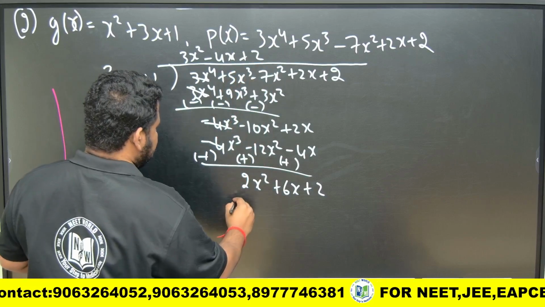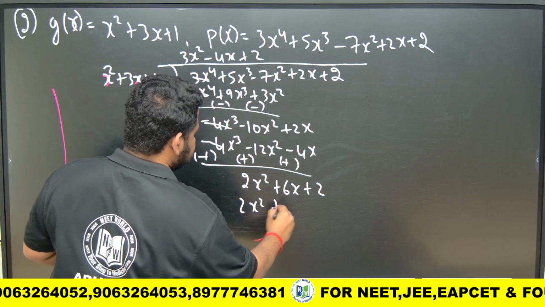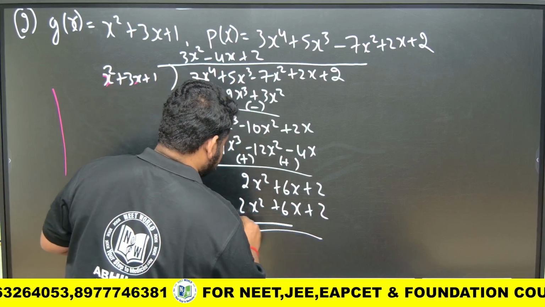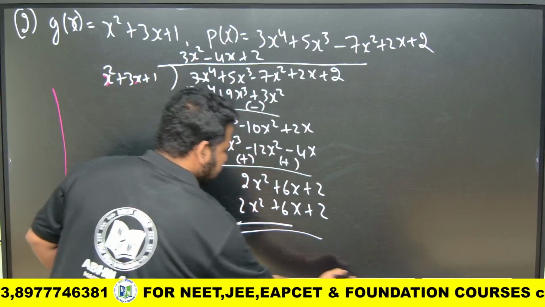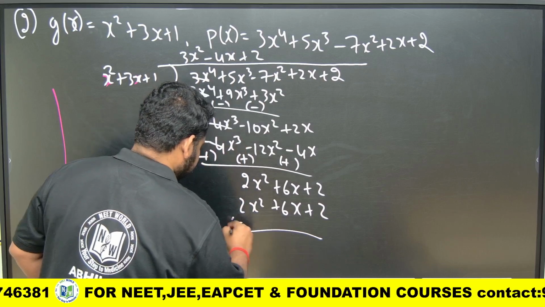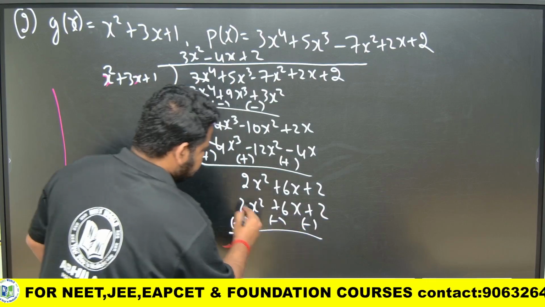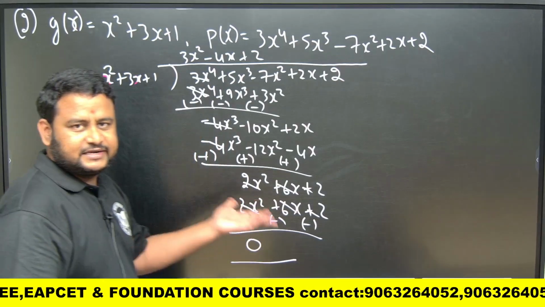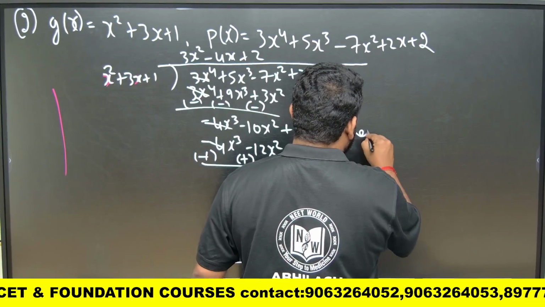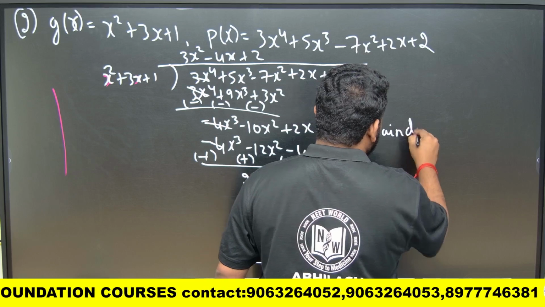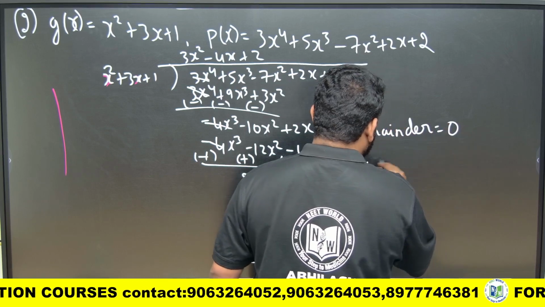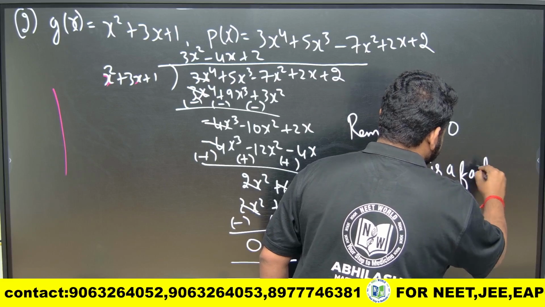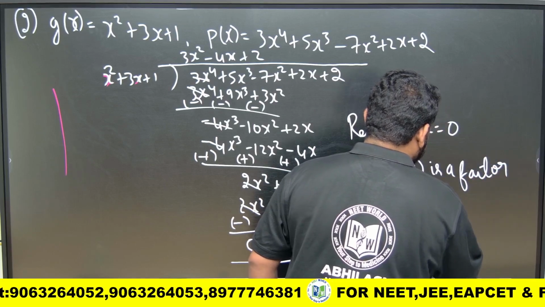So if I multiply, I will have 2x square plus 6x plus 2. If I subtract, everything cancels and I will get 0 as the answer. So here the remainder is 0. We got remainder equal to 0. Therefore g of x is a factor of p of x.